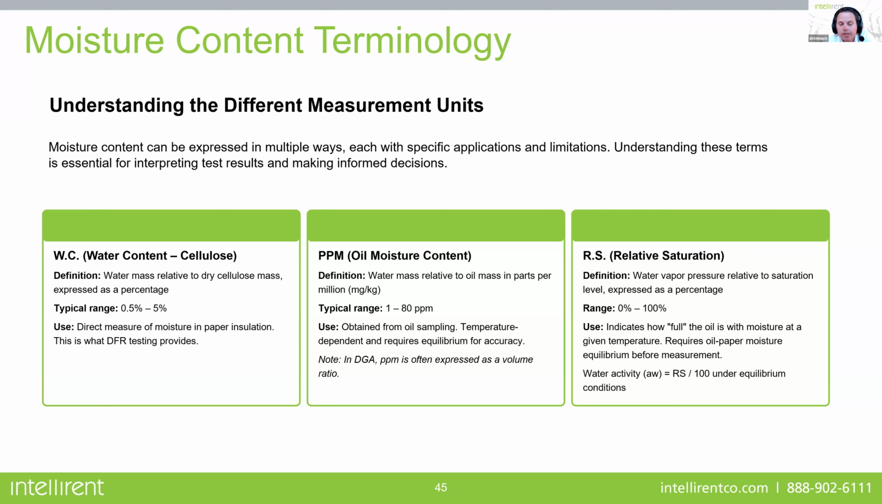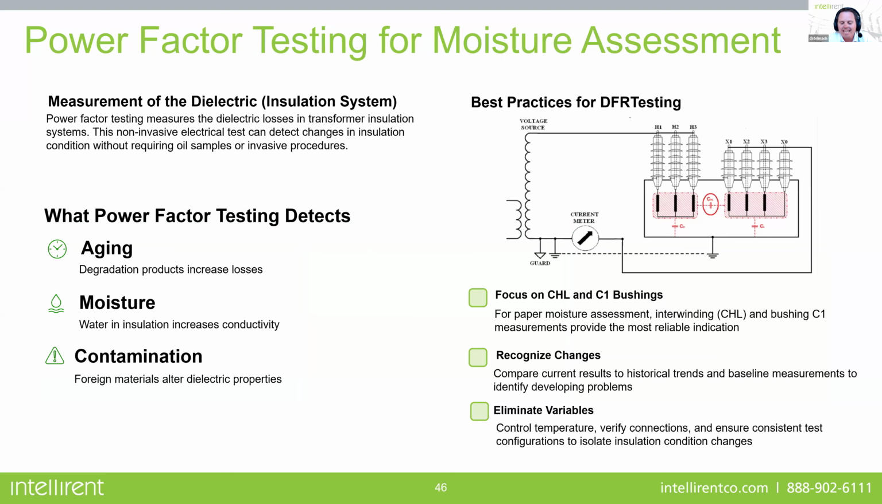And then relative saturation, which I think is better, but there's still a lot of gray area in relating the relative saturation to how wet the paper is. So I'm focused on DFR, dielectric frequency response, and the best part about this is it's a super easy test. It's really just a power factor test where you short the high side, short the low side, and it's great for what's called CHL and C1.